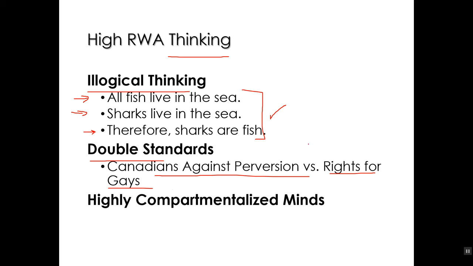And what Altemeyer found was those who were high in right-wing authoritarian thinking were more likely to let the Canadians Against Perversion people go free, but more likely to want to see the Rights for Gays people go to jail for the same offenses. So they have double standards. They're not judging actions, but they're judging people. And then finally, they have highly compartmentalized minds.